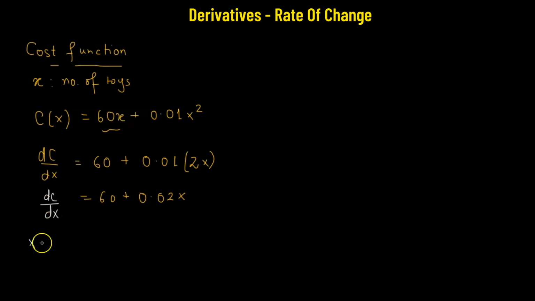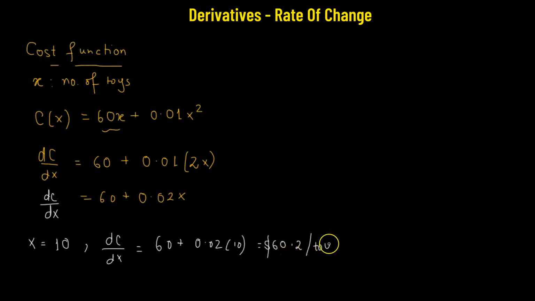Now let's say x represents 10. So that means 10 toys were bought. Then what will be the change in cost function? So dc over dx equals 60 plus 0.02 times 10. So this will be equal to 60.2. If we consider the cost to be in dollars, then this represents $60.2 per toy. So this is the change in the value of the toys.